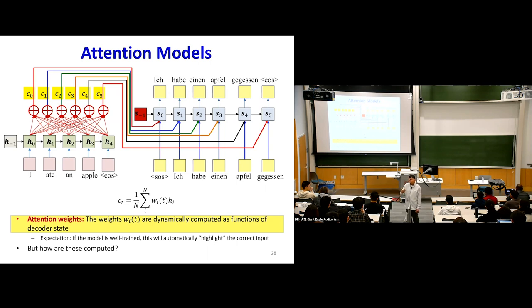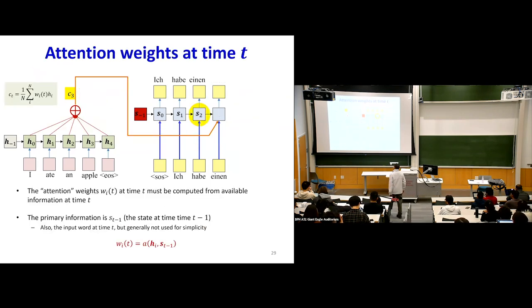So the weights themselves have to be computed on the fly based on the current state of the decoder, and also based on what the encoder contains, right? If I give it a different encoder input sequence, then the weights would naturally be expected to be different, right? So these must be dynamically computed, but then how are they computed?